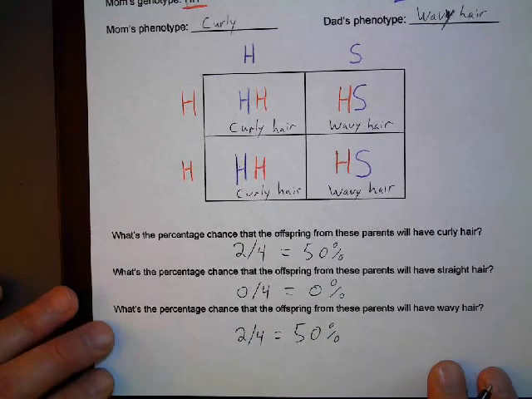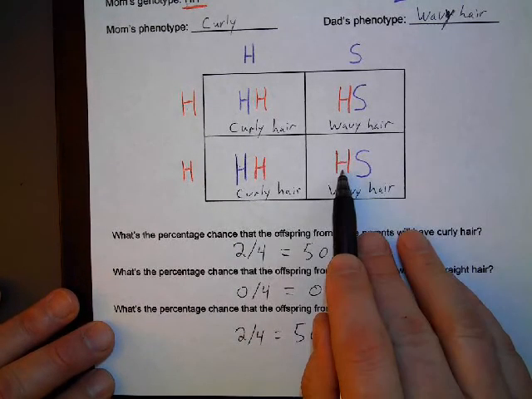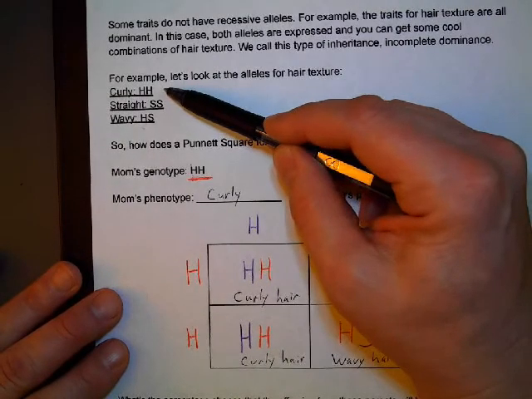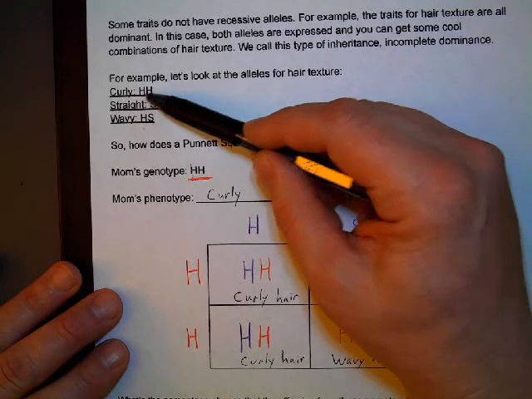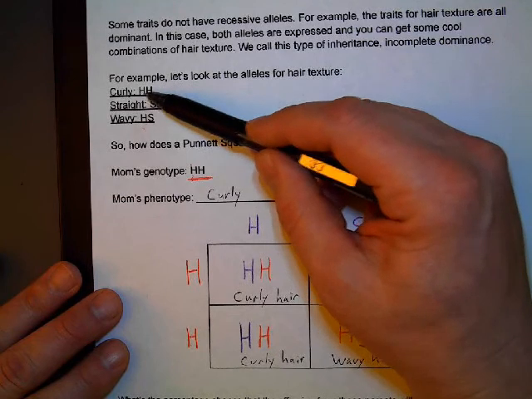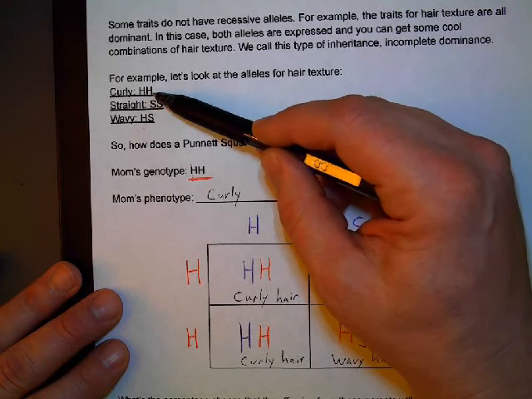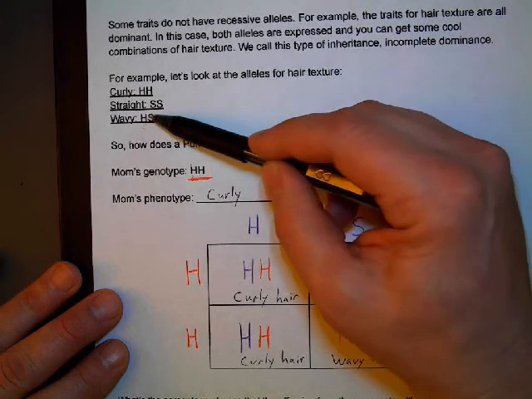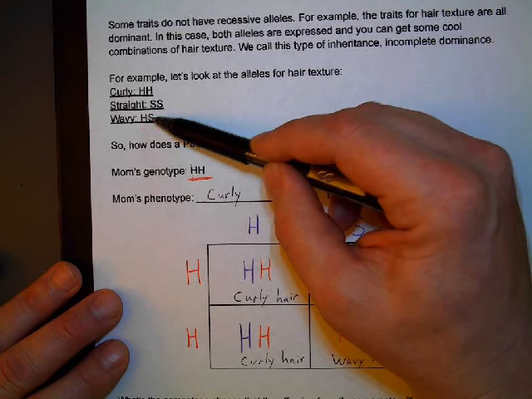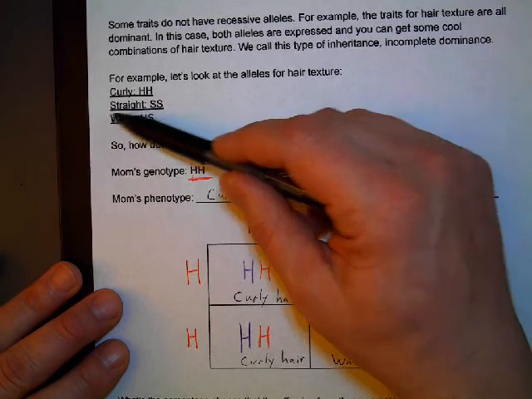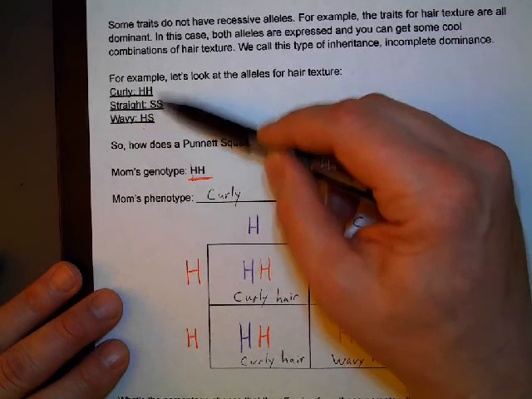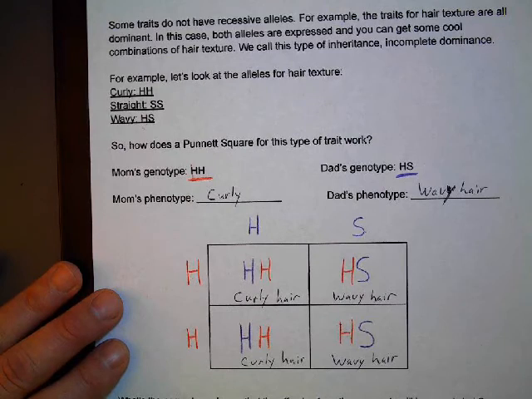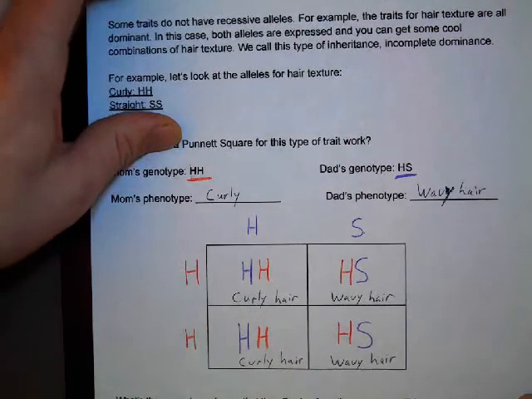So basically, it's the same thing. We're doing the same thing with the Punnett square, except in this case, all of the alleles are represented with capital letters. And if you have 2 of the same capital letters, like capital H, you get curly hair. If you have 2 capital S's, you get straight hair. And if you get a combination between the 2, capital H, capital S, both of those phenotypes are expressed, and you get a phenotype that is in between curly and straight, which we call wavy.